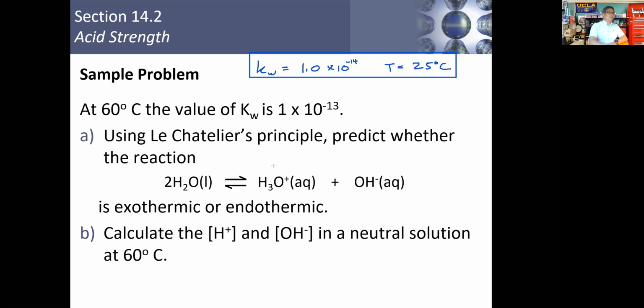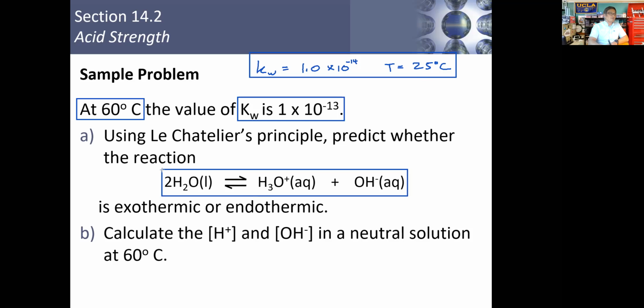So here we are given a new value for kW. Yes, it is a new value for kW. Why? Because now the temperature is 60 degrees. So at 60 degrees, kW is 1 times 10 to the minus 13. Make sure you understand that's what they're emphasizing here. This is the autoionization of water. Two water molecules produce hydronium ion and hydroxide ion. But now this process is not taking place at 25 degrees Celsius. It's taking place at 60 degrees Celsius. So that's why the kWs are different.